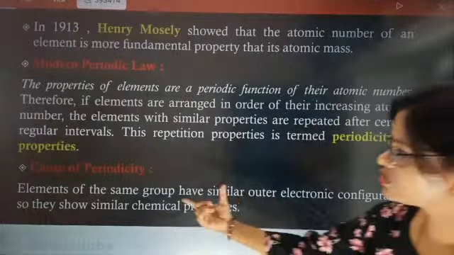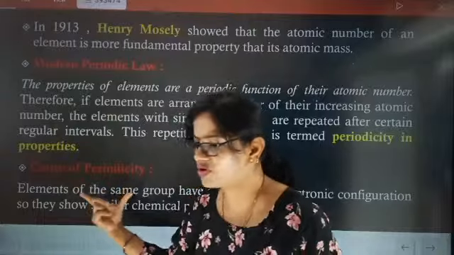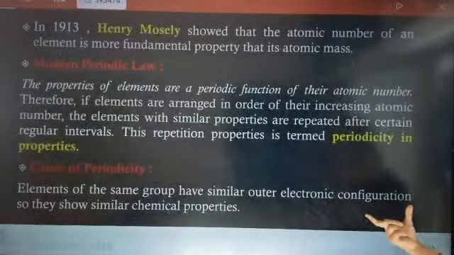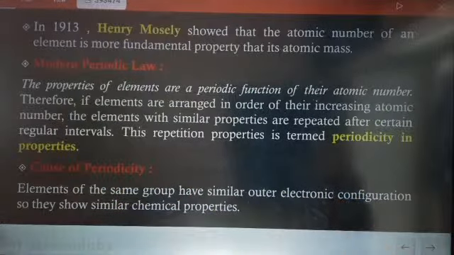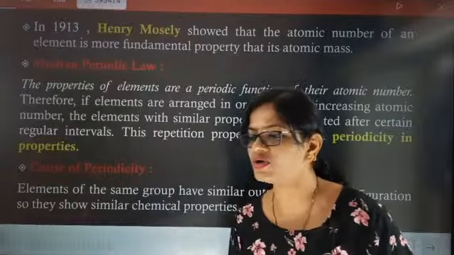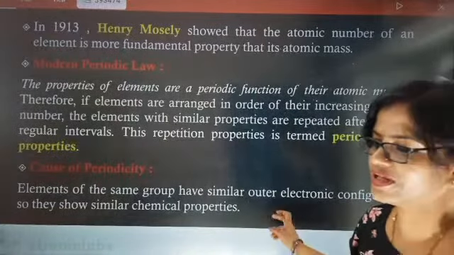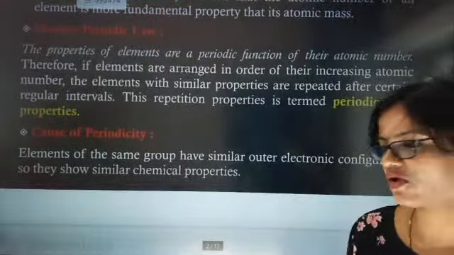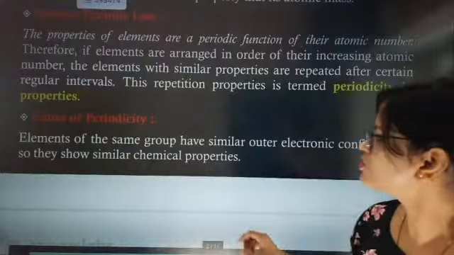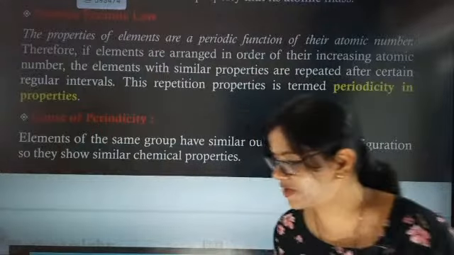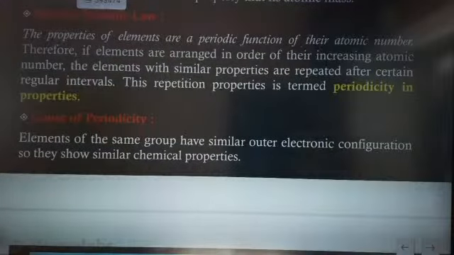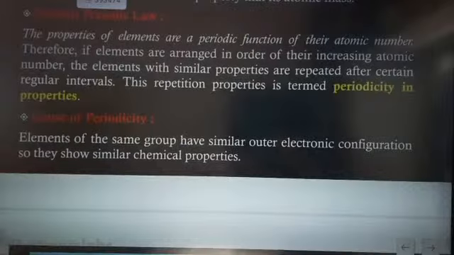So what are the causes of periodicity? The cause of periodicity is the similar outer electronic configuration. Similar outer electronic configuration will be there, so they show similar chemical properties.